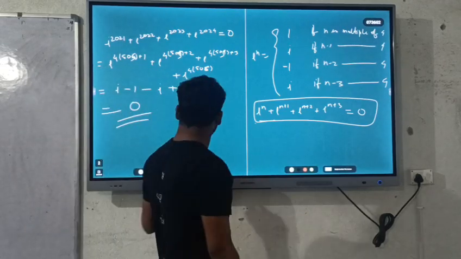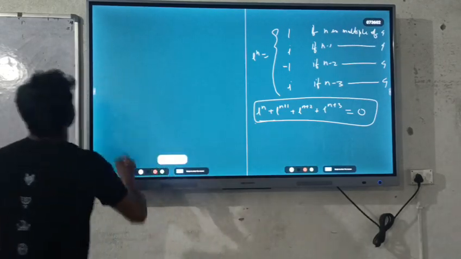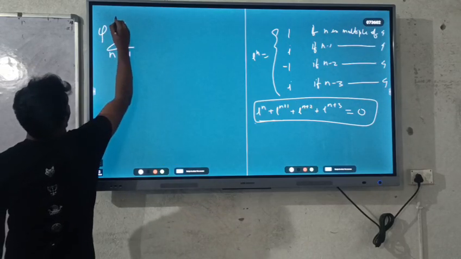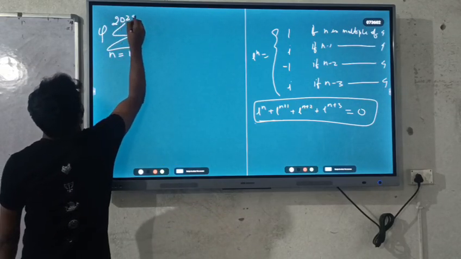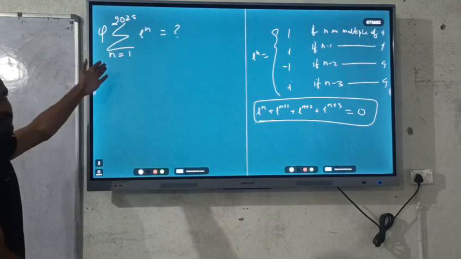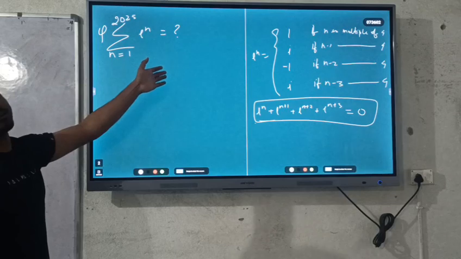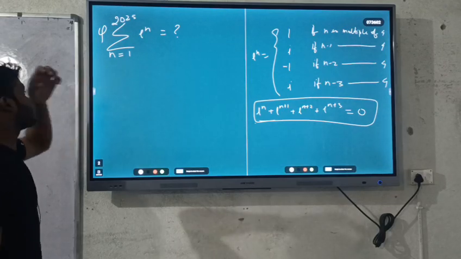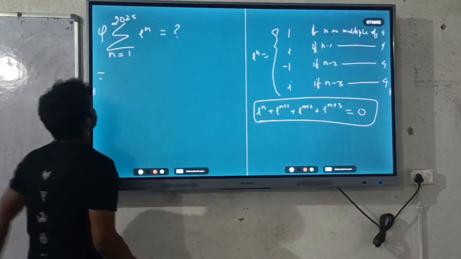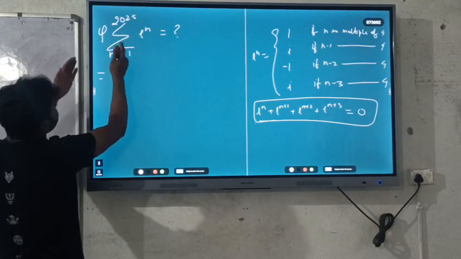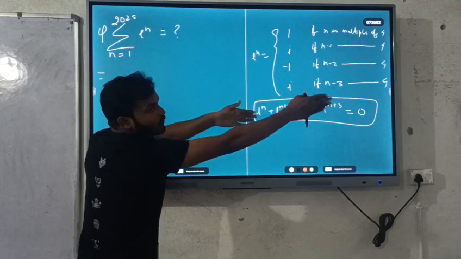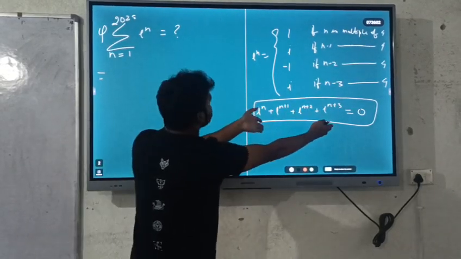Now if you want to solve another question, like we have to find this summation, n equal to 1 to 25. We want to solve this summation. So how can we solve it? We can take it easily. If we distribute it, it looks like a very hectic problem. So if you want to solve this, we use this relation. We partition the summation into blocks of 4 consecutive powers, and each block gives 0.